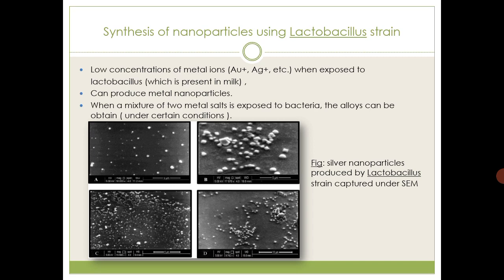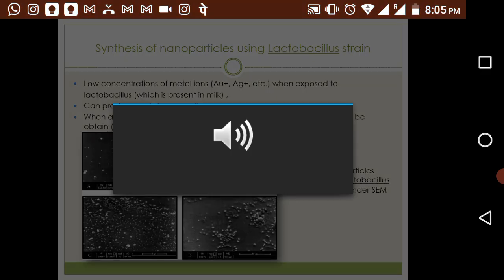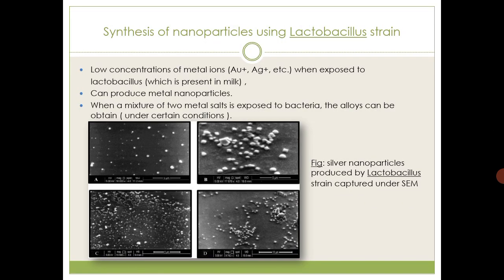So in this picture you can see the different sizes of the silver nanoparticles which are synthesized using the Lactobacillus strain and which are captured under the scanning electron microscope. So this is the nanoparticle, this is how it looks. These nanoparticles are synthesized with the Lactobacillus strain. When exposed to a low concentration of the metal ions, it can produce the metal nanoparticles, for example the silver nanoparticles. Now we will see the next one.